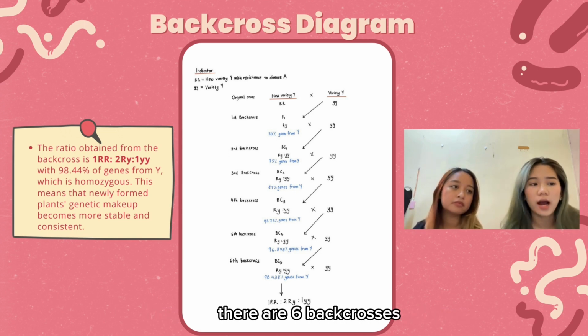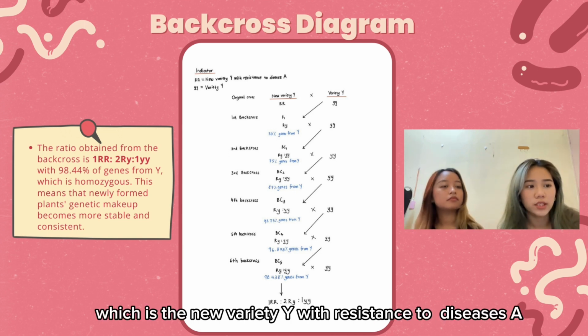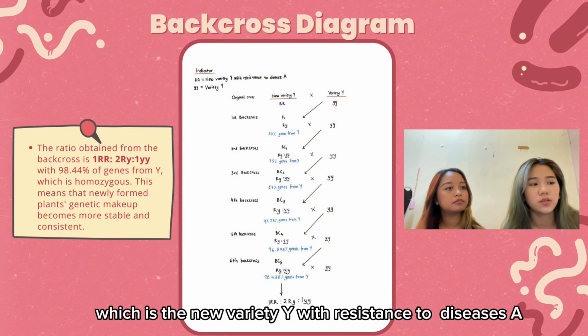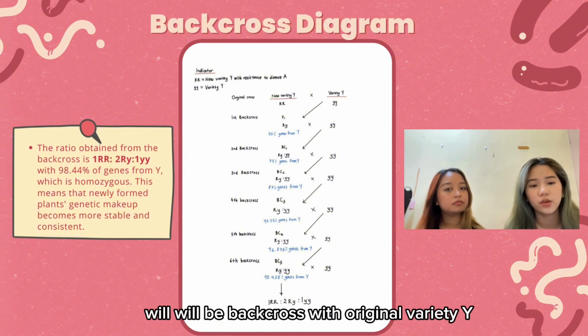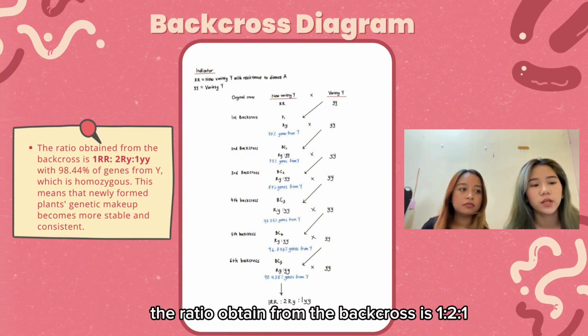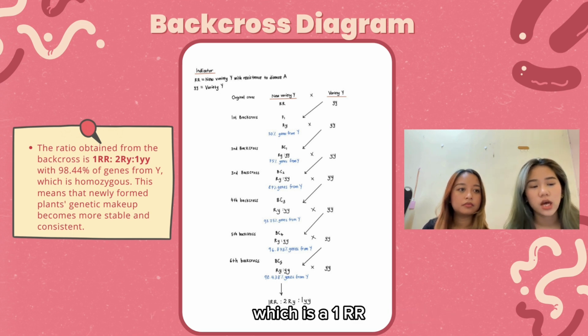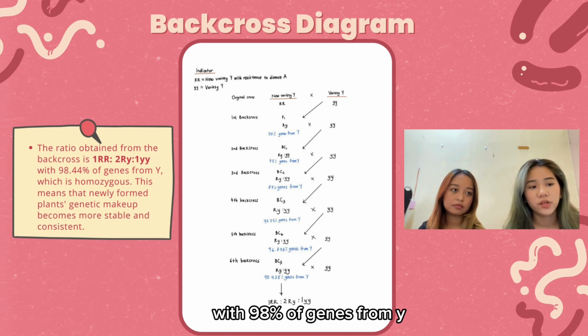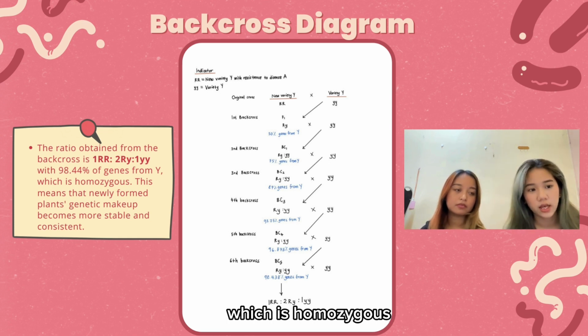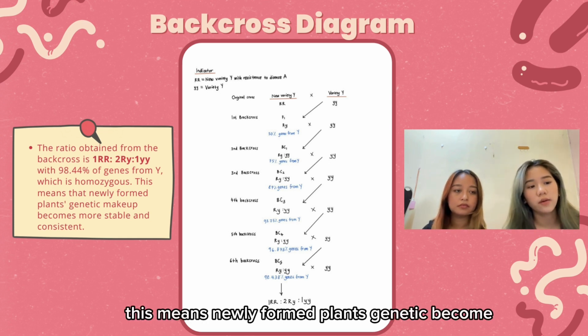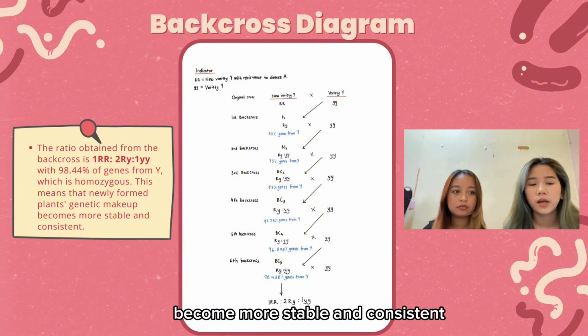In this diagram, there are 6 backcrosses, in which a new variety Y with resistance to disease A will be backcrossed with untreated variety Y. The ratio obtained from the backcross is 1 to 2 to 1, which is 1 RR, 2 RY, and 1 YY, with 98% of genes from Y, which is homozygous. This means that the newly formed plants' genetic makeup becomes more stable and consistent.